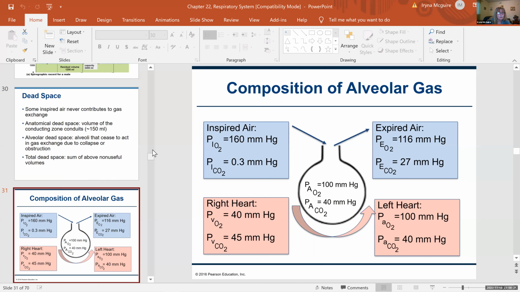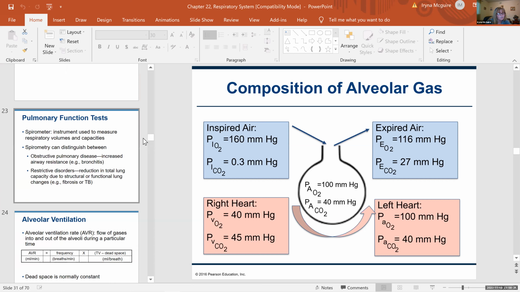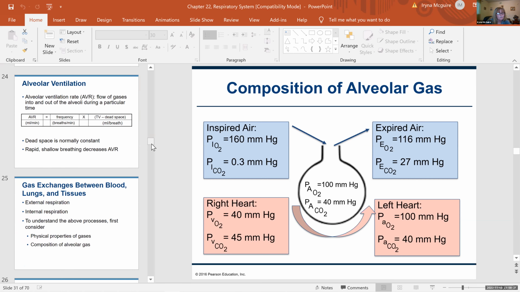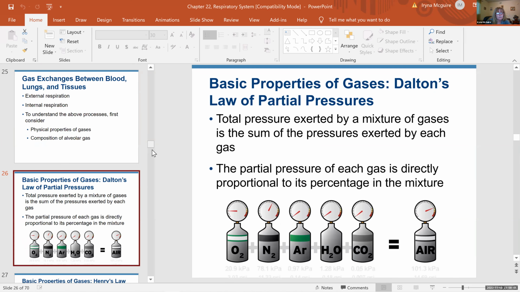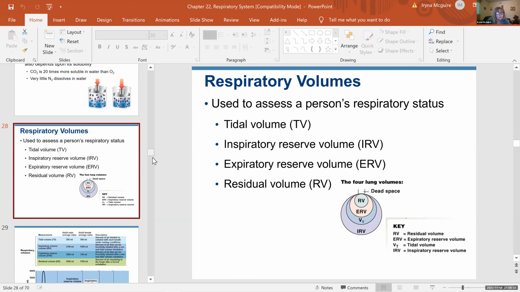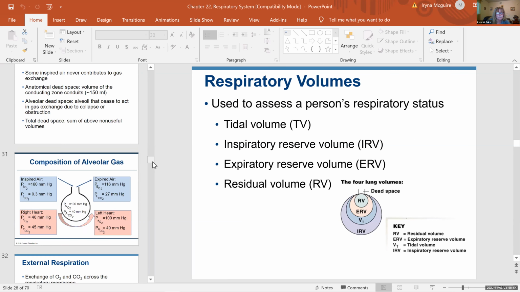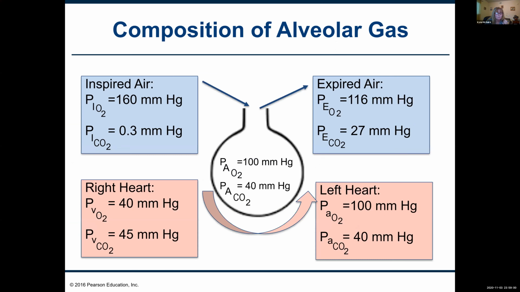So how are we doing so far? Hopefully fine. We're talking about respiration, external and internal respiration, and we have an understanding of what partial pressure of the gases is. We know different volumes and capacities of the lungs. We know what dead space is. Now let's look at actual respiration, external and internal respiration.